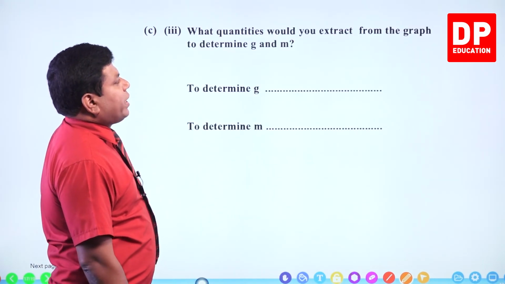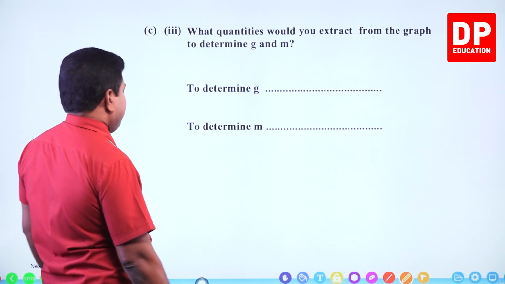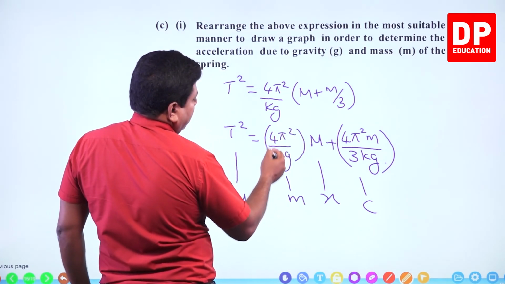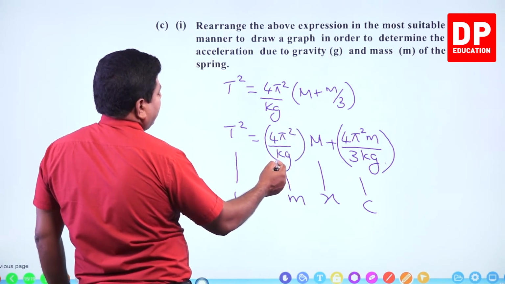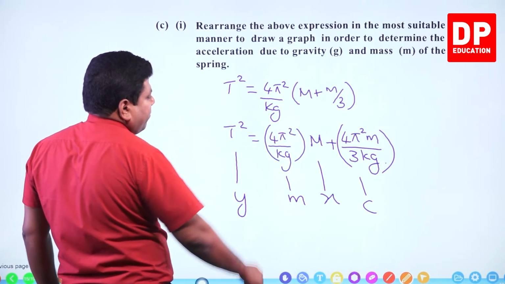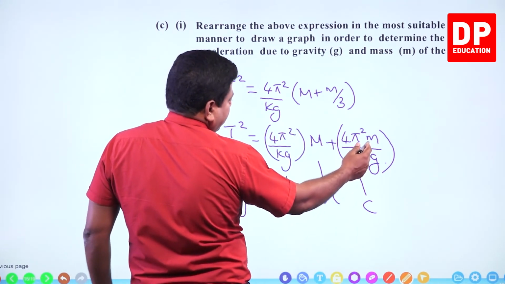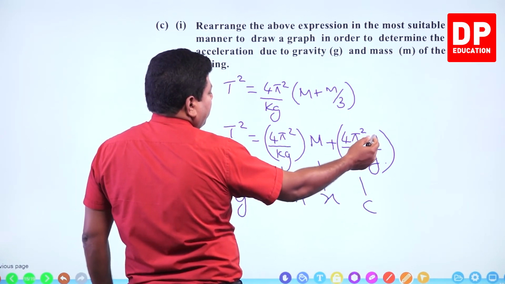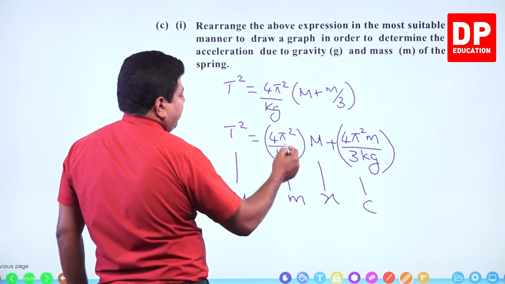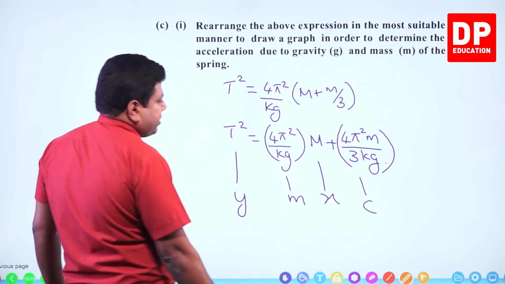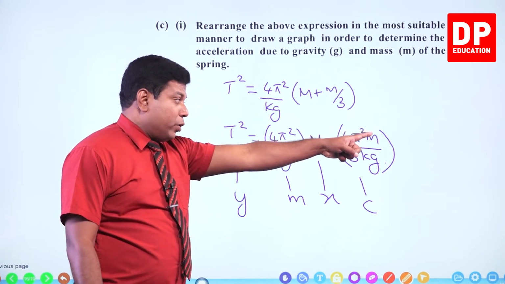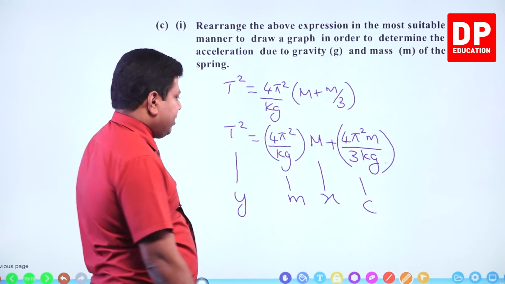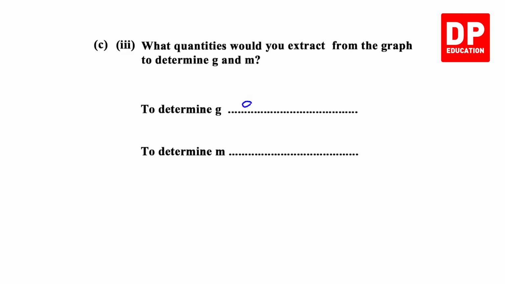What quantities would you extract from the graph to determine G and M? To find G, the gradient is enough because we already found K. To find M, you need both of them, because if you don't know G, then you can't find M. So first you have to find G from this, and then you go to the intercept and find M. So to find M, you need gradient and intercept. But to find G, only gradient is enough.